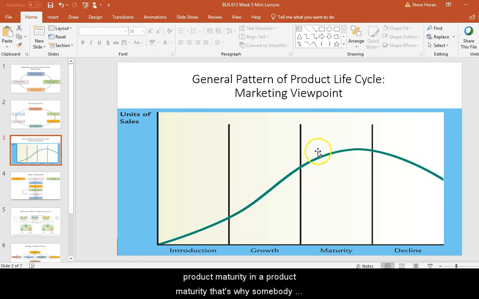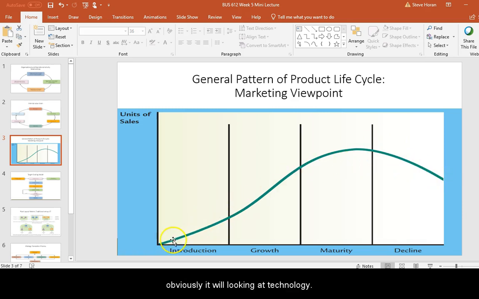And at product maturity, that's why somebody will tweak a product. I always think of breakfast cereals. I can remember when I was a kid, Trix were just round balls, and then at some point in time they became fruit shapes, and then they had marshmallows, and they had various flavors, and I couldn't tell you how many flavors of Cheerios there are now, but it seems like it's an endless cycle of change. But what companies are trying to do is keep that maturity level lasting as long as they possibly can before the decline stage hits.